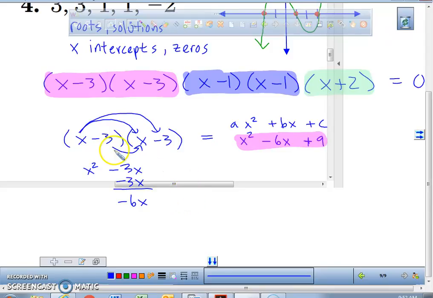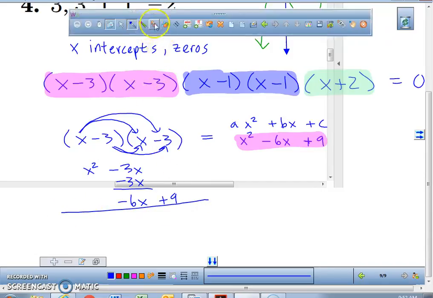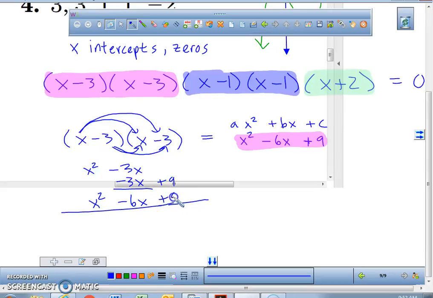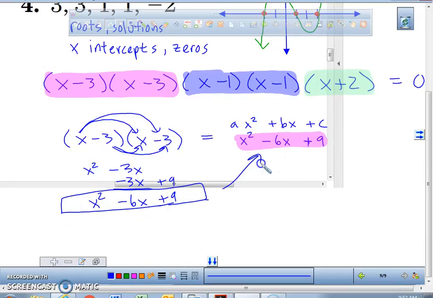Now, the last part of the FOIL method is negative 3 times negative 3, which is a positive 9. And when you finish adding everything together, oh, hold on, move that positive 9. What do you get? You get x squared minus 6x plus 9, which is the exact same thing as that right there. My suggestion is learn the shortcut.